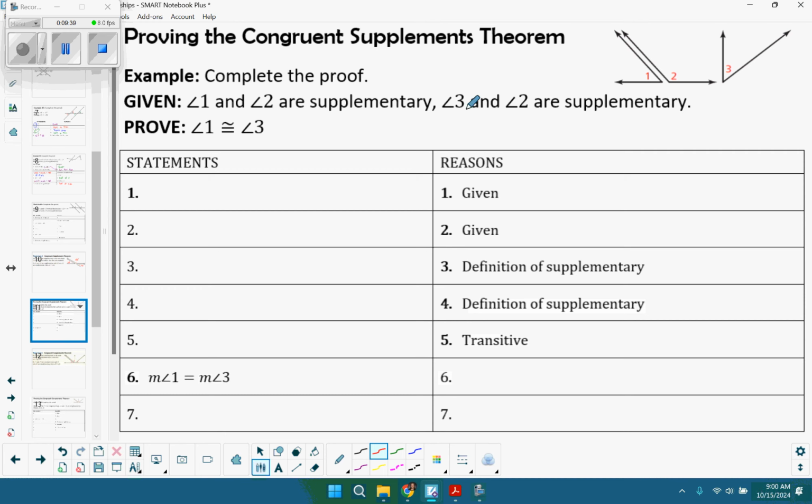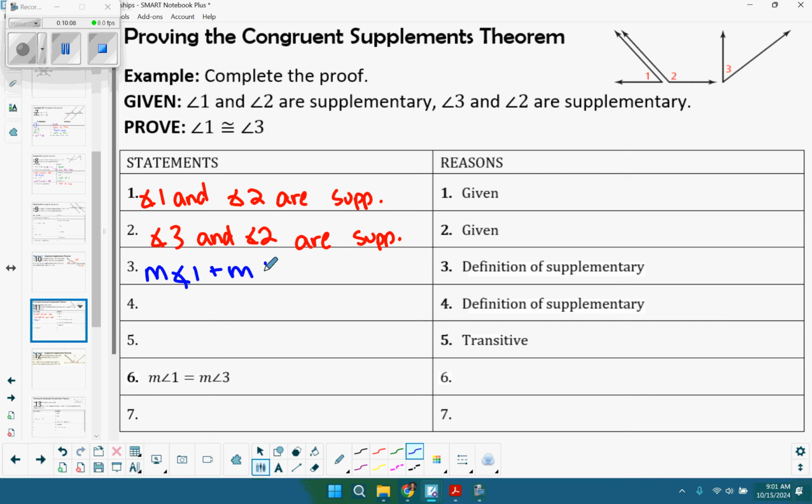So I am given two different things here. They're listed in two different steps. So let's put angle 1 and angle 2 are supplementary, as well as angle 3 and angle 2 are supplementary. And now there are two steps where they want us to use the definition of supplementary. So I'll apply it to one of my givens, measure of angle 1 plus measure of angle 2 equals 180. And I'll do one for my other given, measure of angle 3 plus measure of angle 2 equals 180.